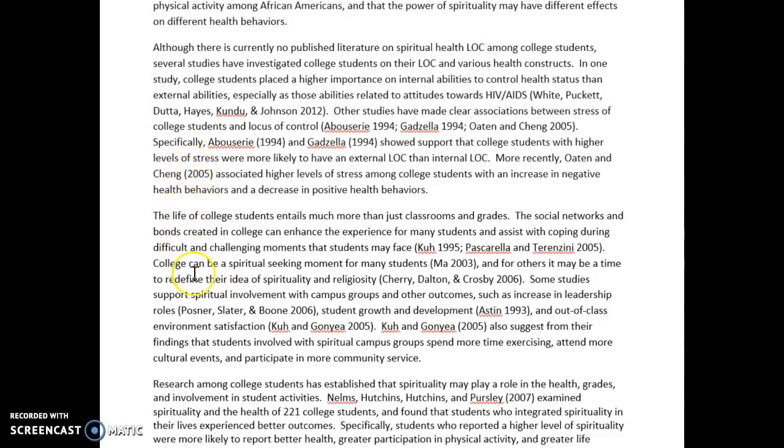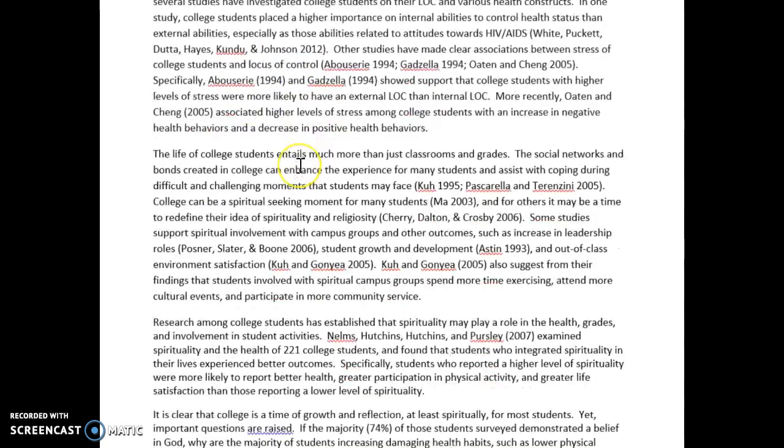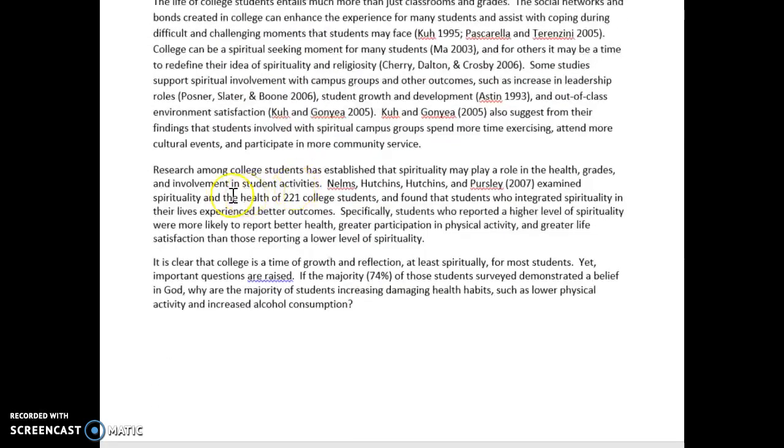And these next two paragraphs really cover any spiritual health that's been conducted among college students that can relate to locus of control or anything else. And finally, I start to narrow down to my specific point, and you can see that here. Research among college students has established that spirituality may play a role in health, grades, and involvement of student activities, and so on and so forth.